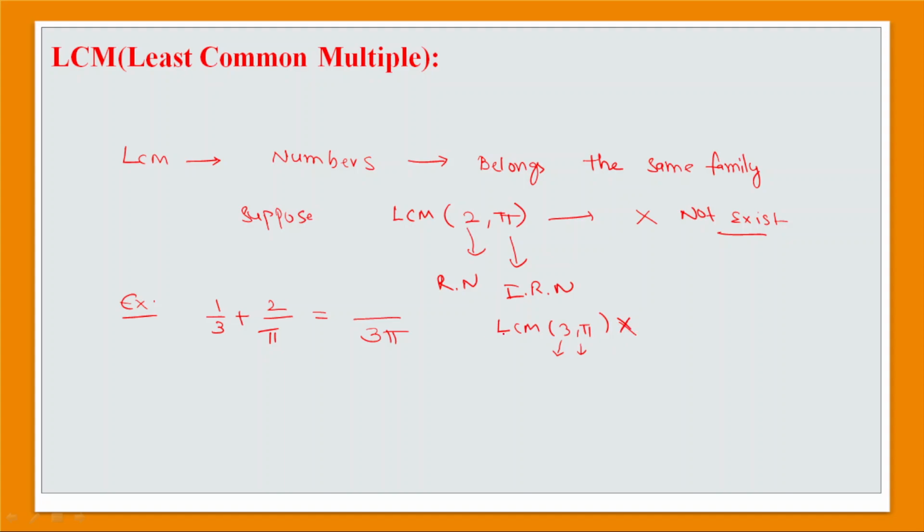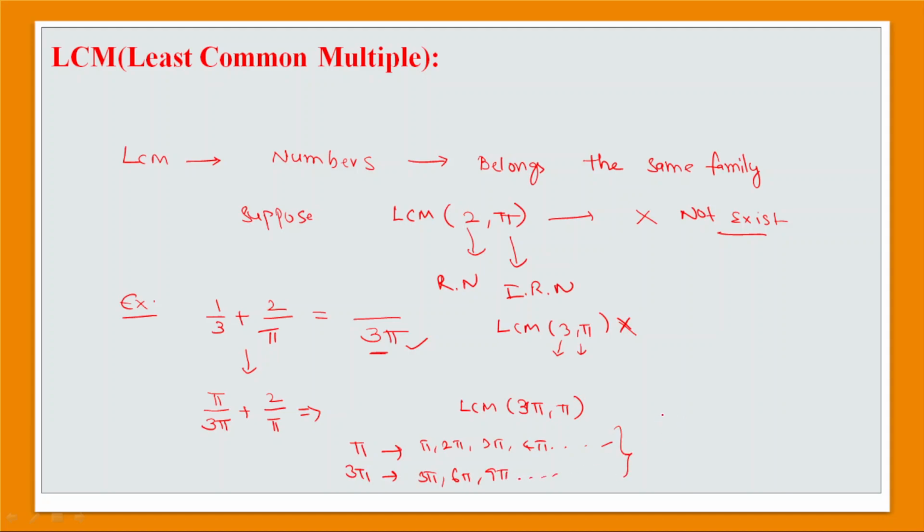Why? Because 3 is a rational number and pi is an irrational number. But why are we writing this as 3 pi here? Here we are modifying the equation. For the first one, I am writing 3 pi by 3 pi plus pi by pi. Now it is possible for me to take the LCM of 3 pi comma pi. What are the multiples of pi? Pi, 2 pi, 3 pi, 4 pi, and so on. And the multiples of 3 pi are 3 pi, 6 pi, 9 pi, and so on.